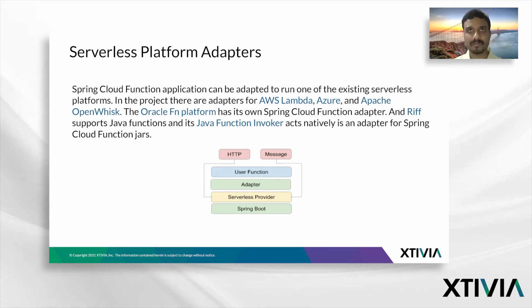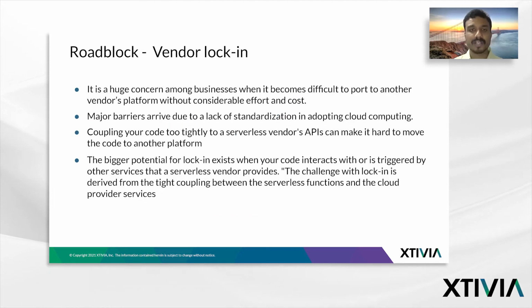So if I want to deploy it on Azure, I just need to put that adapter code in my project and then deploy it on Azure Functions. And tomorrow if I want to switch to AWS, I just need to change this one layer. I don't need to change business logic or anything related to my enterprise functionalities. The only thing I need to change is the adapter. So in this way, Spring Cloud Function has solved the big problem called vendor lock-in.